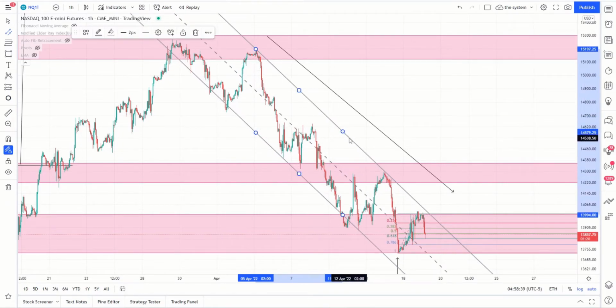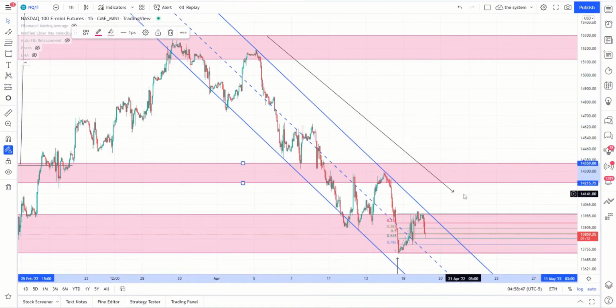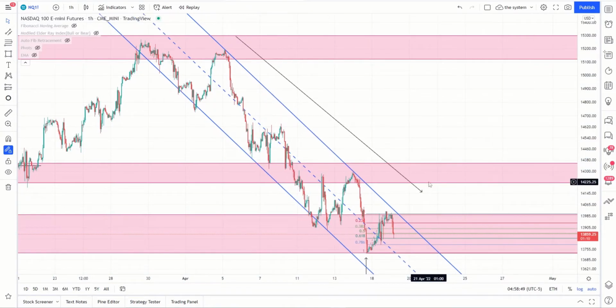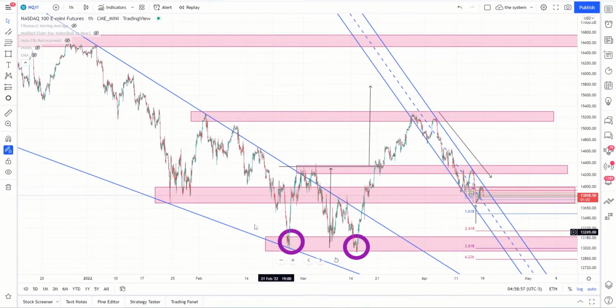It's actually quite a nice channel. Let me just change the color so we can see it a little bit better. I'll make it blue. So right now, looking at this hourly chart, what are the few things that we notice? Okay, the biggest one that I notice is that we're in this very strong band of support.